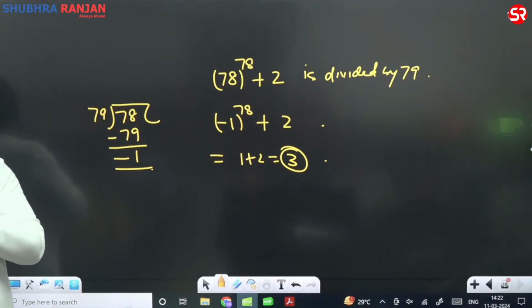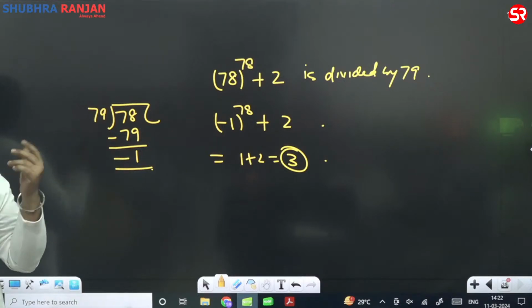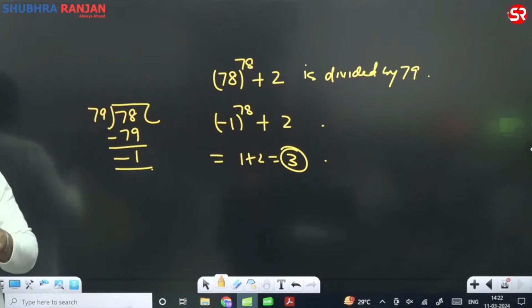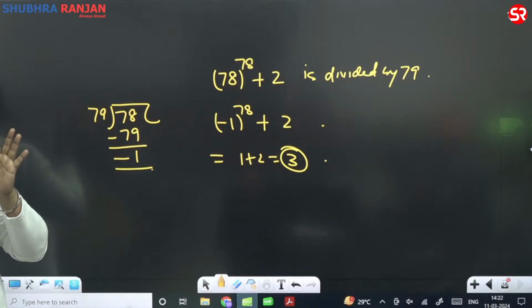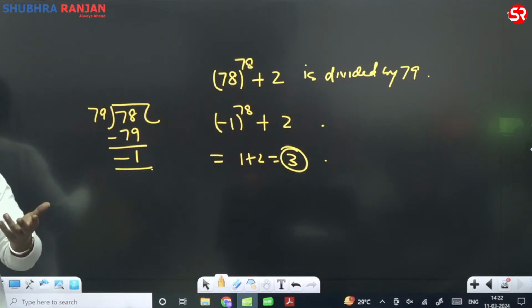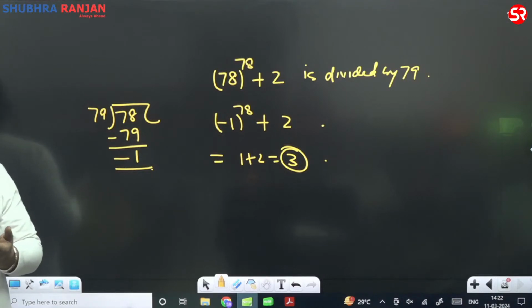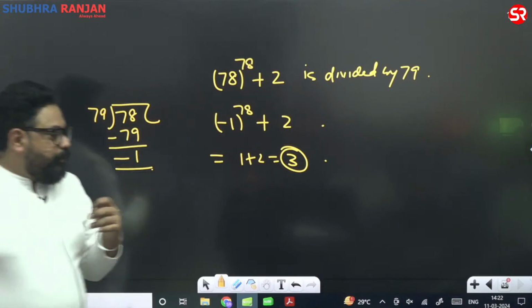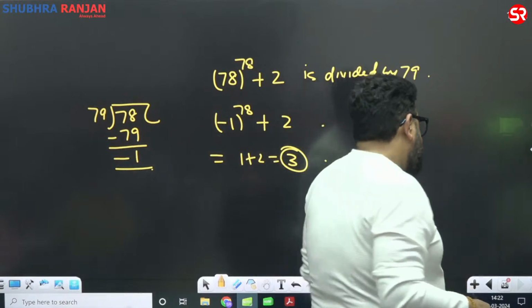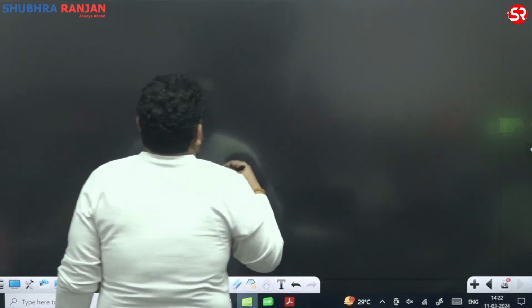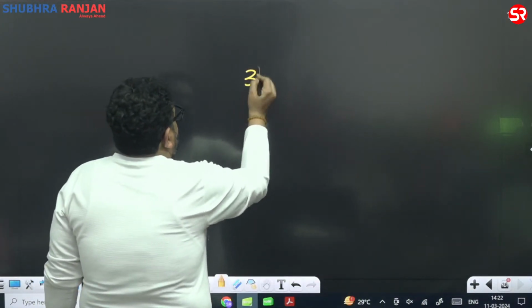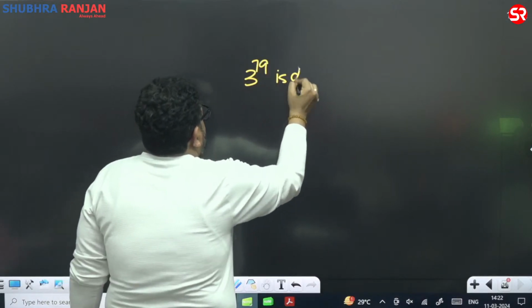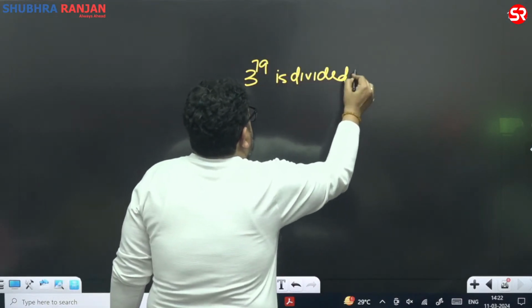Nothing, it's very easy. They just showcase to you that it's very tough. Minus 1 is the key, isn't it? Minus 1 is the key. That's important. If you're comfortable with minus 1 as remainder, most of the problems would be easily sorted out. Right? Now, don't write, just see this. I say, what is the remainder when 3 to the power 79 is divided by 4?